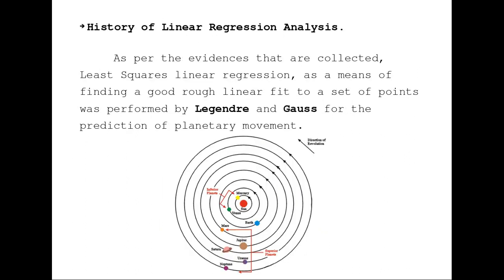If you go to the history of linear regression analysis, as per the evidence that we have to date, the first ever use of linear regression was by Legendre and Gauss for the prediction of planetary movement in the 1800s. So this algorithm is much older than many algorithms, but it is still very efficient today.